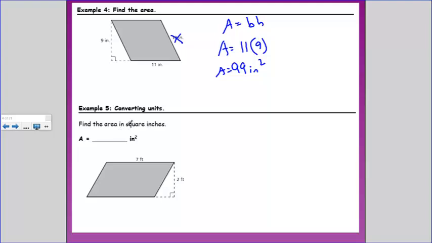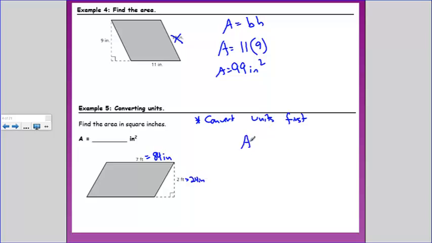Number 5 is a tricky one. It looks super easy. It is not. The directions say find the area in square inches. Now notice it is actually in feet. So what you need to do is convert units first. So 7 feet, we should know there's 12 inches in a foot. 7 by 12 will be 84. 2 feet at 12 inches apiece will be 24 inches.